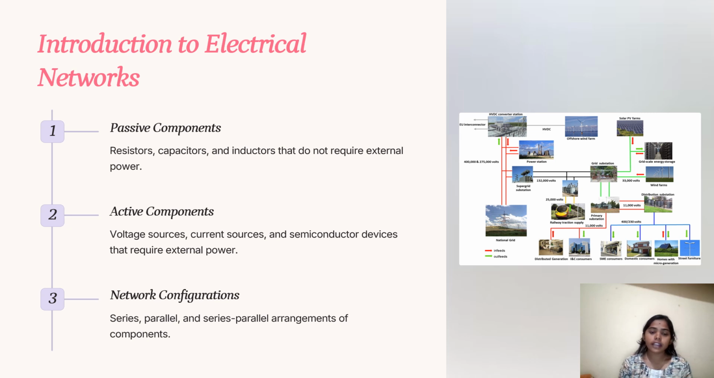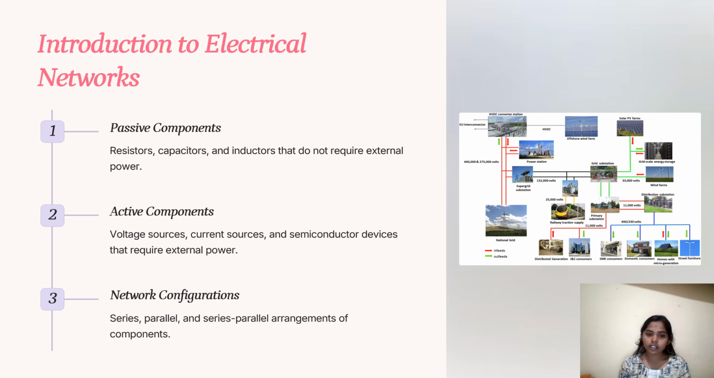And second one is active components. Active components are voltage sources, current sources, and semiconductor devices. These are components that require external power. The difference between passive and active components is that passive components do not need any external power, and active components need some external power.